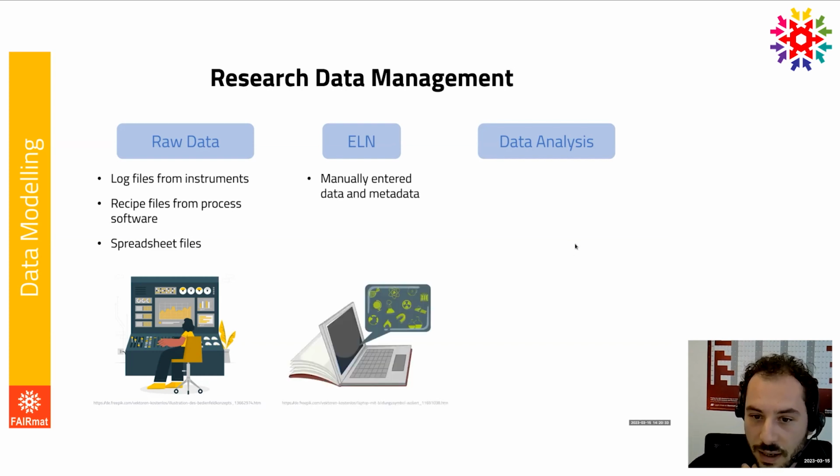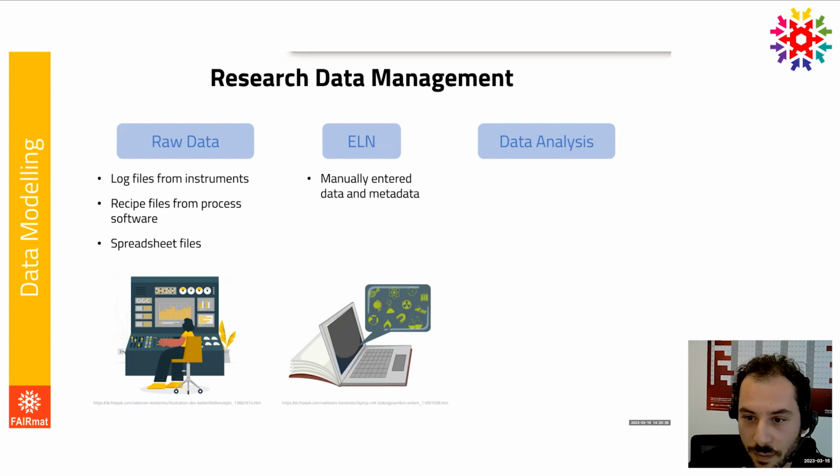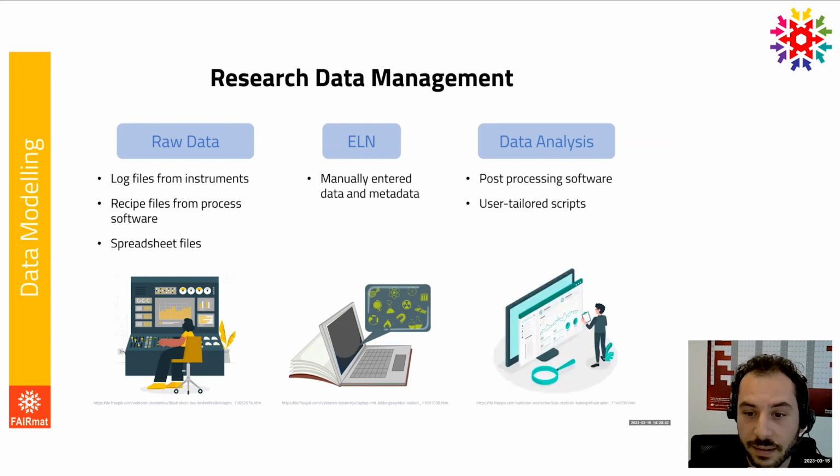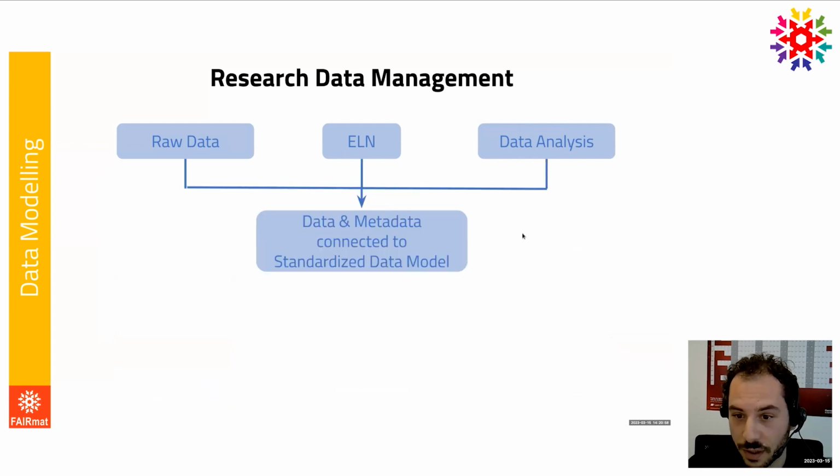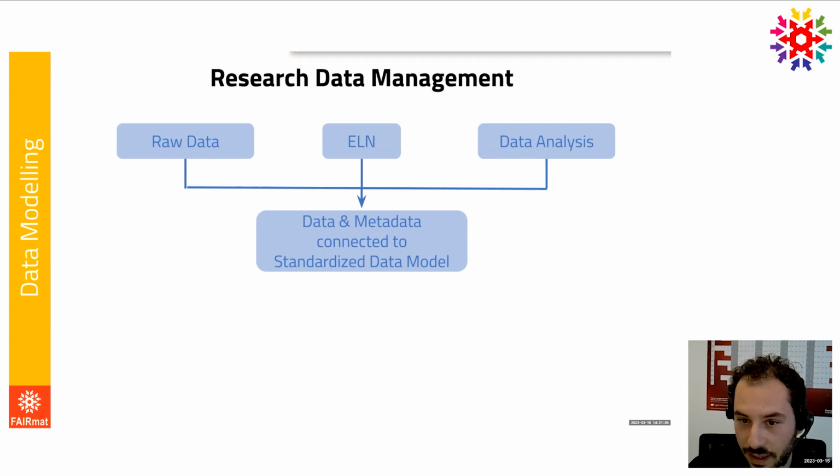After that, we also have the data and metadata that we might enter manually through the ELN. And also we have other data that usually come from the post-processing software or scripts that provide the final figures of merit that we want to extract from an experiment. So these are the main three sources. And all three should converge into a standardized data model that collects both data and metadata from our experiment.